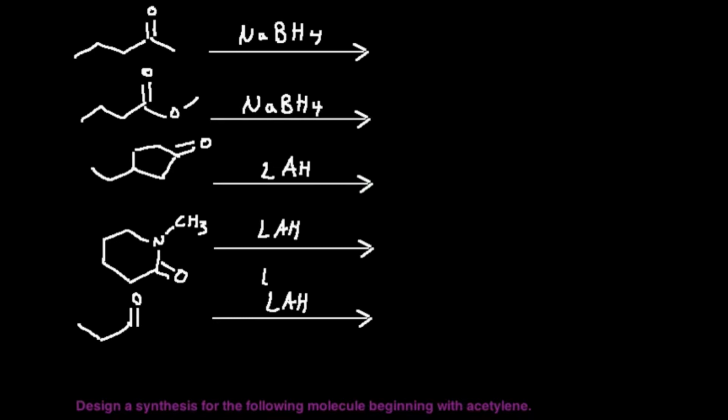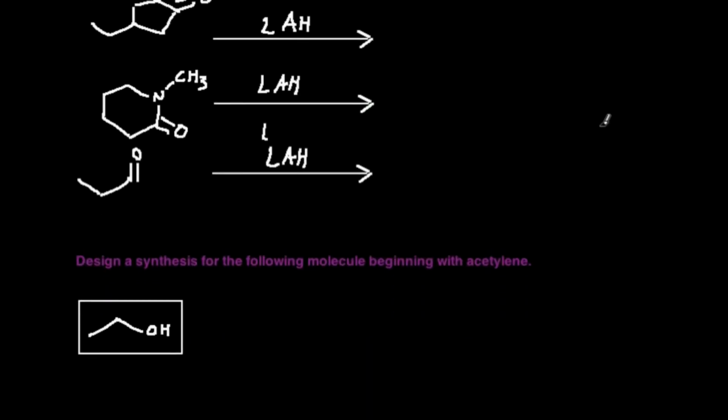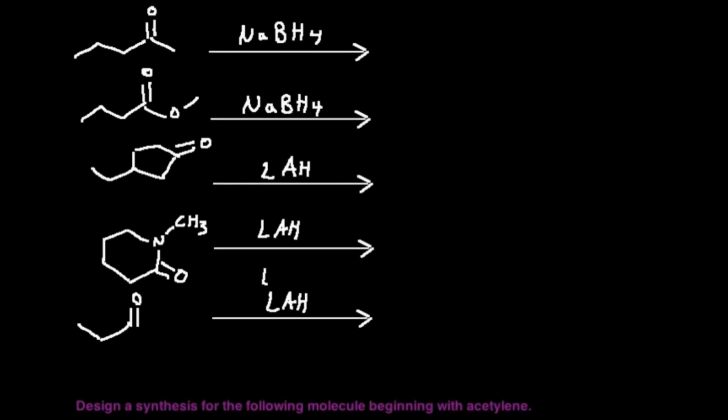In the previous set of videos, we talked about reducing agents in organic chemistry, particularly for carbon-oxygen bonds. We discussed the weak reducing agent, sodium borohydride, and we also discussed the stronger reducing agent, lithium aluminum hydride. In this video, we're going to look at a mixture of problems involving those, and then we're going to do a synthesis problem at the end to integrate multiple concepts from multiple chapters, including this one. All right, so to start off, we've got some predict the products kind of questions.